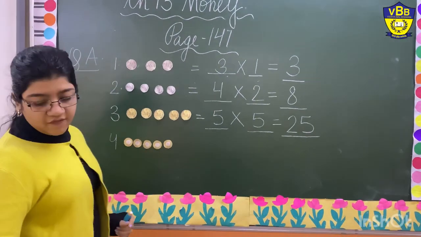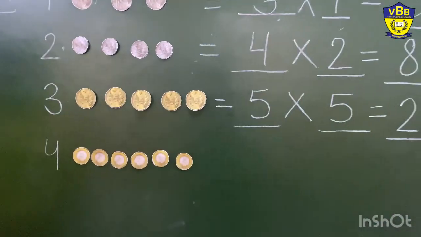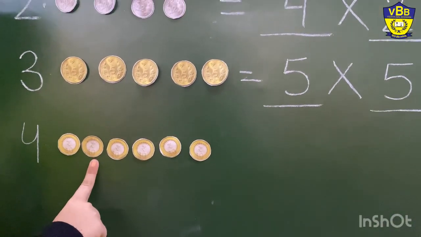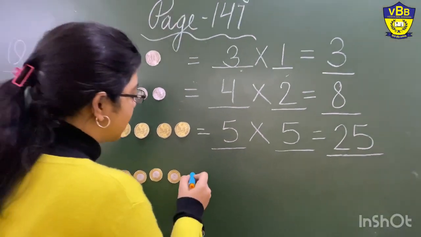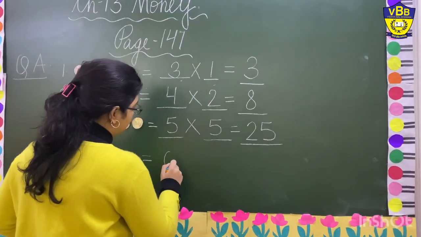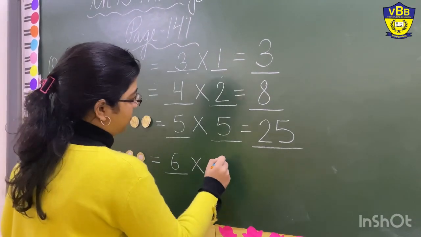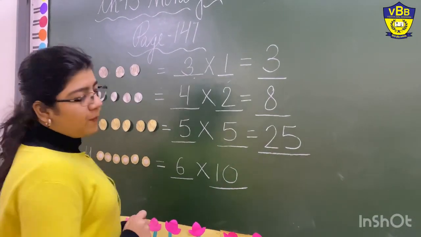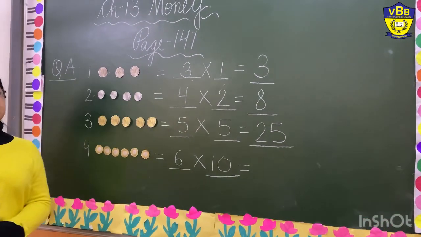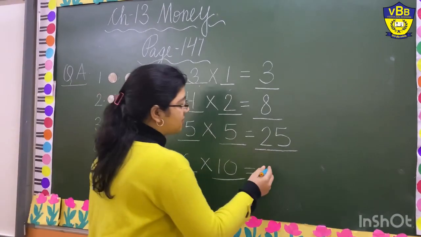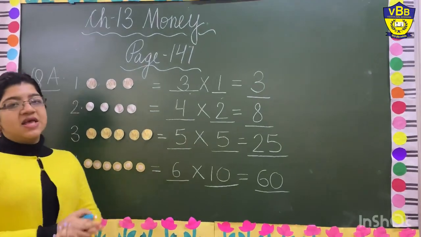Yes, well done. We have 6 coins of rupees 10: 1, 2, 3, 4, 5 and 6. Whenever we calculate 6 times 10, well done, it is rupees 60.